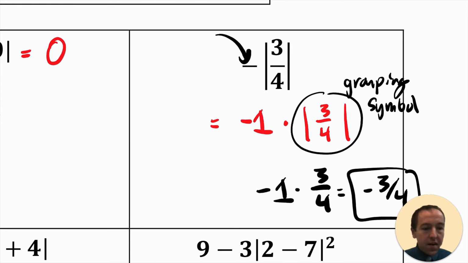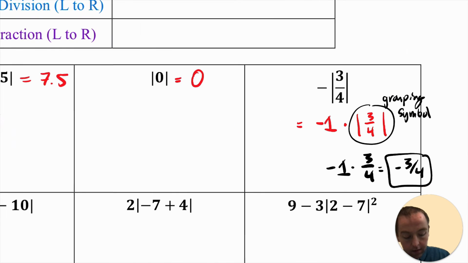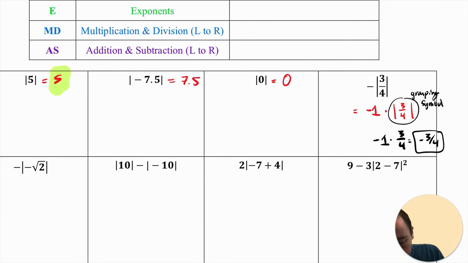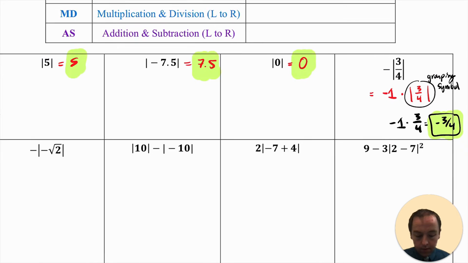So because there's that negative on the outside, of course we're going to get a negative answer after the fact. Let me do some highlighting in green here, just so that we know what's highlighted is the final answers there. All right, excellent.